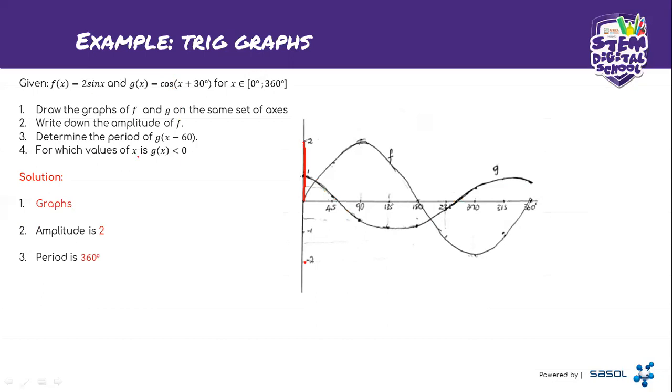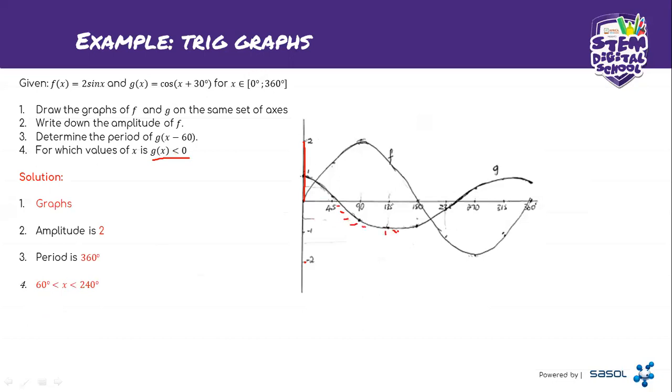For which values of x is g of x less than 0? We said 60 to 240. Now, when we have to answer this question, we'll be looking at this graph where it's less than 0. And then we all know that it's going to be less than 0 below the x-axis, because it's going to be negative. Remember, anything which is less than 0 must be negative. And this graph of g is negative below the x-axis, which is this side.